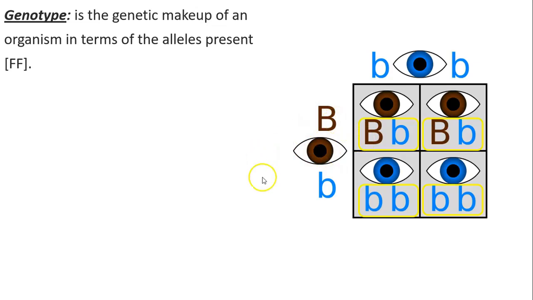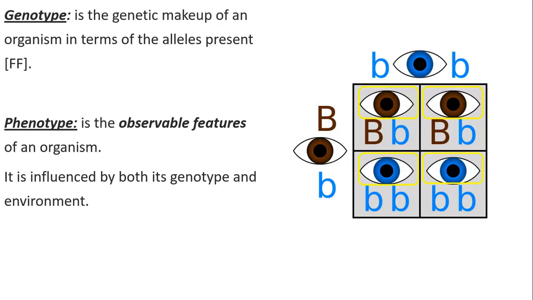So again, the phenotype is the physical appearance. Here the physical appearance appears blue, because here both of the alleles in her genotype are blue, while here it is a mix, the brown and the blue, so the one that appears in the phenotype is the strong one.